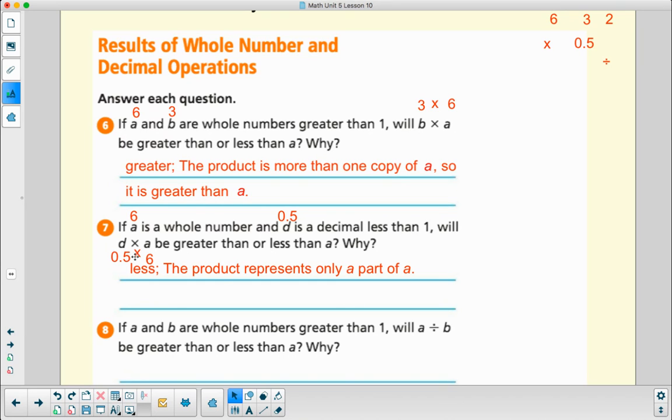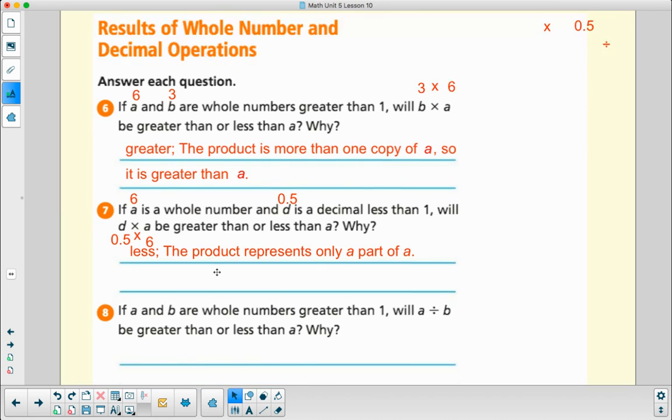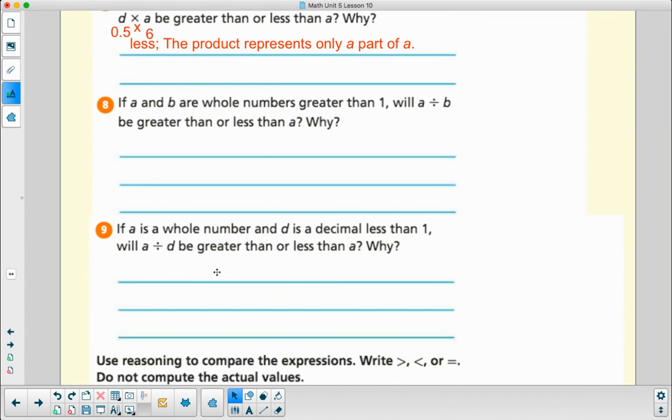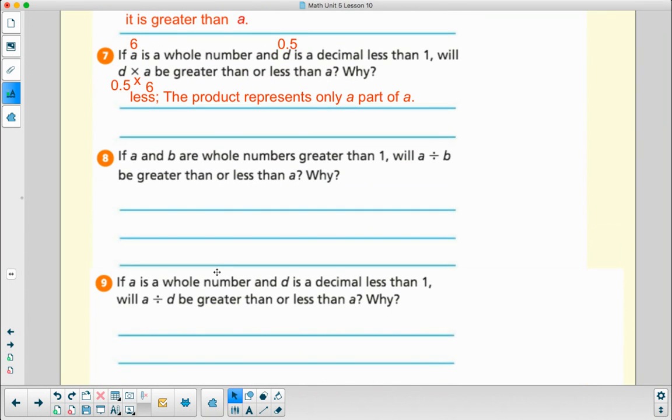So if I'm taking less than one group of 6, I'm going to have less than 6, aren't I? So it kind of is backwards of what you learned before. Well, we originally learned that when we multiply, we get a greater number, but the reason was you were always multiplying whole numbers. When you're multiplying by a decimal, what you get is less because you're taking less than a whole group.